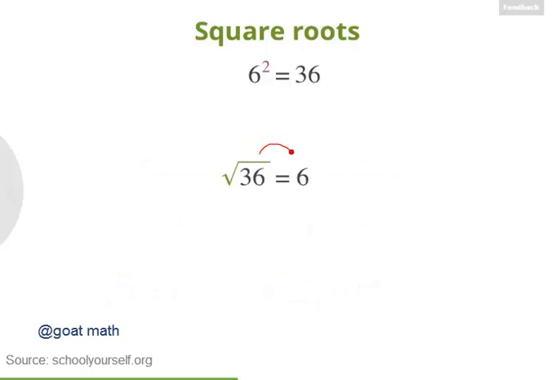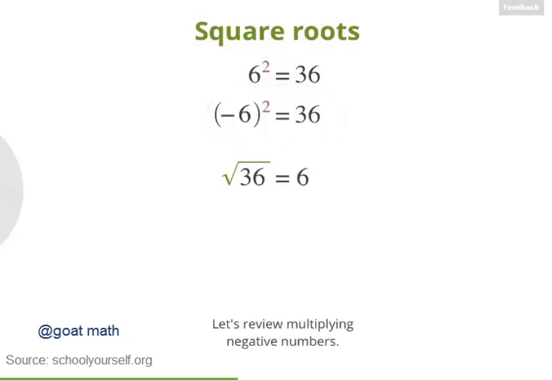Now we said the square root of 36 is 6 because when you square 6, you get 36. But there's actually another number that you can square to get 36, and that's negative 6. When you multiply two negative numbers, the minus signs cancel out, so negative 6 squared also equals 36. If you'd like to review why that's true, click down here in a minute. So even though squaring both these numbers gives you 36, square roots are always defined as being positive. So the square root of 36 is positive 6, not negative 6.